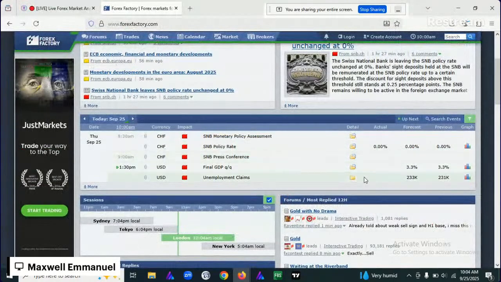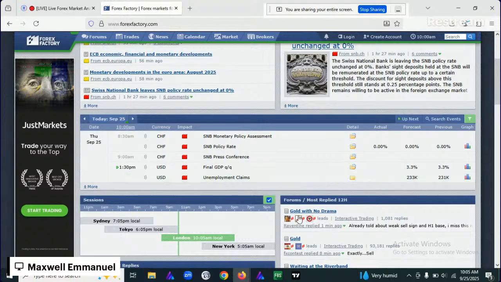And what do we have here? The previous was 3.3, the forecast 3.3. So they're expecting the value to be the same. They're not expecting any increase or decrease. We'll wait for the actual, and they'll also be releasing unemployment claims by 1:30. The previous was 231, and the forecast is 233. That's an increase, 231 to 233. So wait for the actual value to be released to decide on what to do.